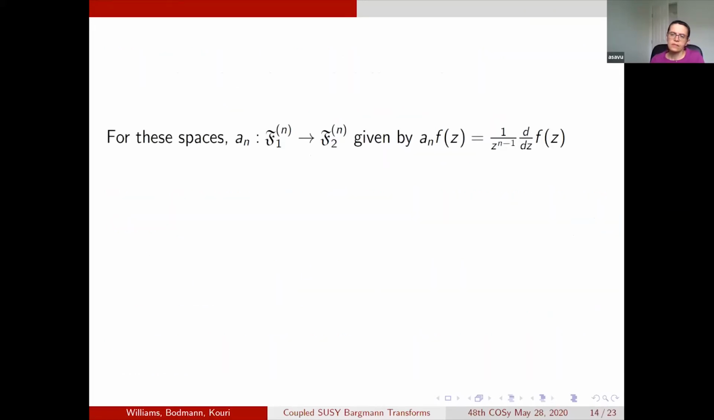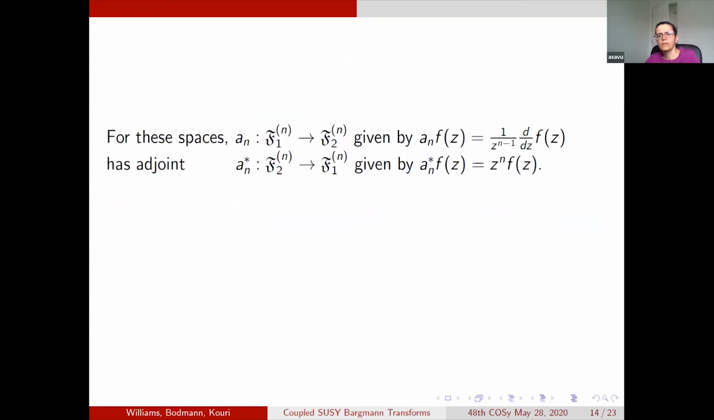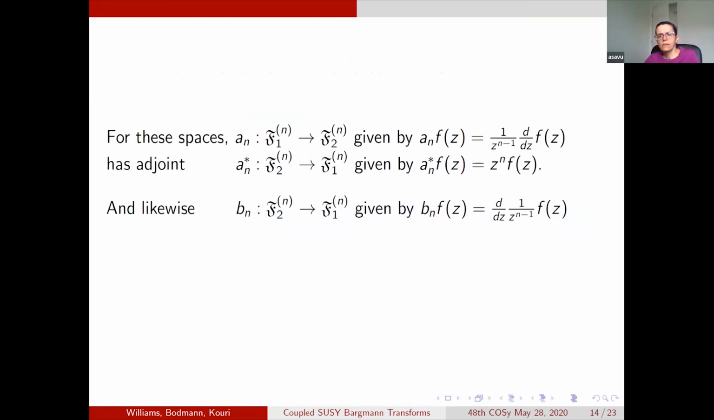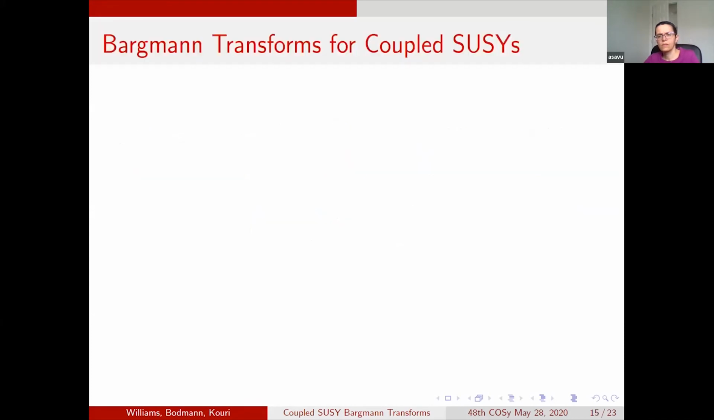And on these spaces, now that we've defined the spaces, we can define the operators. An takes a much simpler form. It's just 1 over z to the n minus 1 d by dz, and its adjoint is multiplication by zn. Bn similarly is just the reordering of the operators for an, and then its adjoint is just zn. So things are much cleaner here. It's easier to talk about domain of definition and so on, which is one of the huge perks of the Bargmann space. It takes a lot of the hard functional analysis and makes it easier.